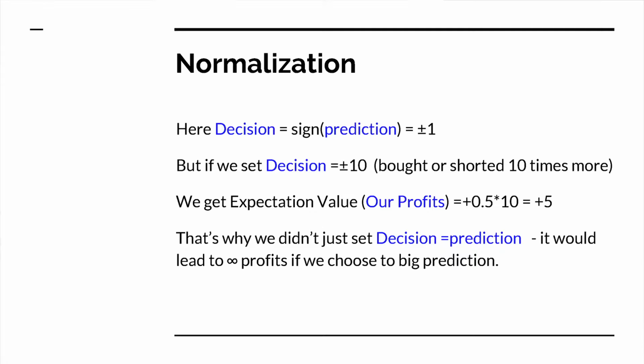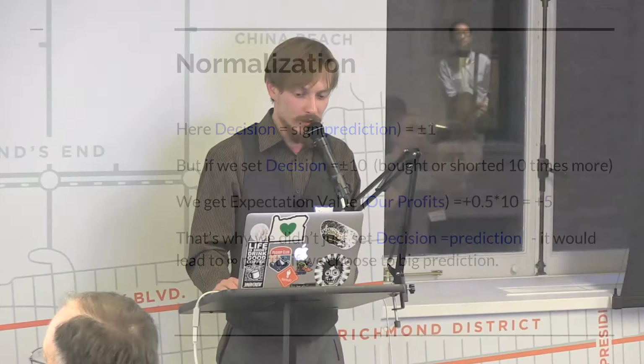However, we may notice another property that says profits by itself are not so useful. Because the decision we have taken is just plus or minus 1, so we buy only one or sell one unit. But if we just set this decision to 10, then our expectation value just grows proportionally. So we get $5 every single day on average.